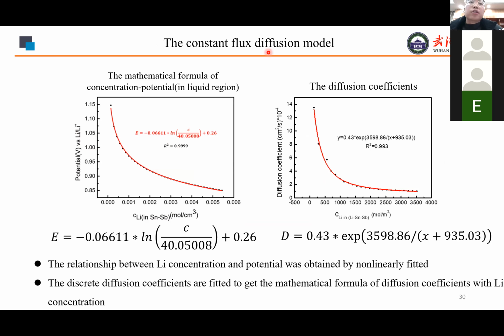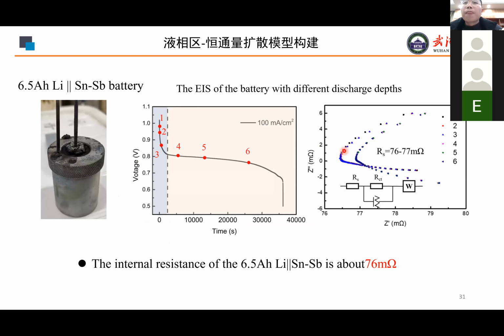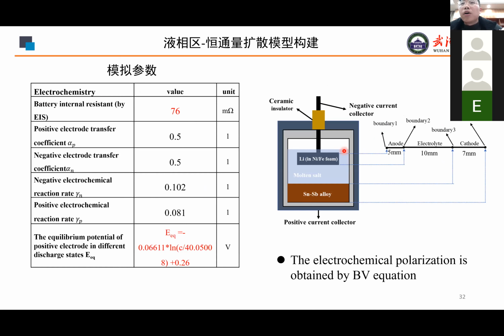The constant flux diffusion model needs the diffusion coefficient of lithium in liquid lithium-tin-antimony alloy. These parameters have been measured before. Herein, the discrete diffusion coefficients with different lithium concentrations were fitted to a formula which was used in simulation. The internal resistance of the battery was measured by EIS, and the electrochemical polarization is obtained by the BV equation.